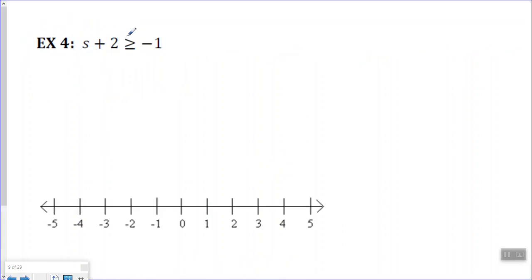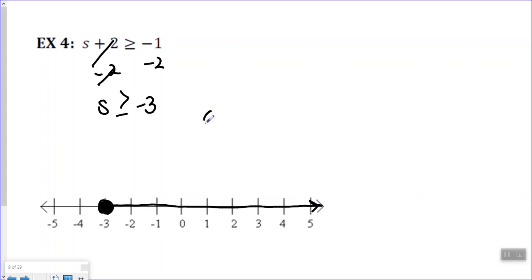Now s plus 2 is greater than or equal to -1. Subtract 2 on both sides. s is greater than or equal to -3. Open circle or closed circle? It's a closed circle, and all the values that are greater than or equal to -3. So this is how you draw the graph. So in set notation, s such that s is greater than or equal to -3.